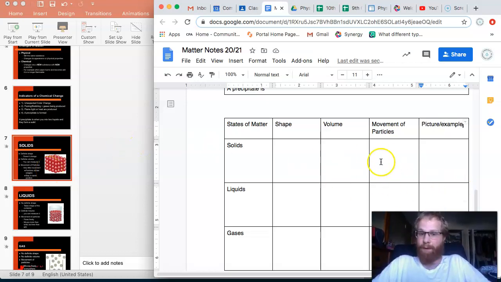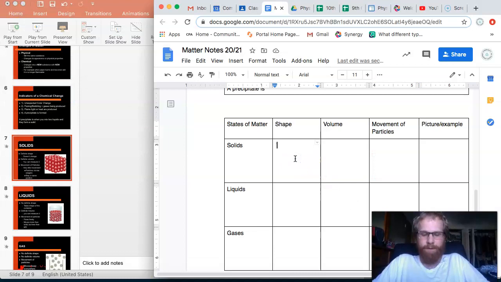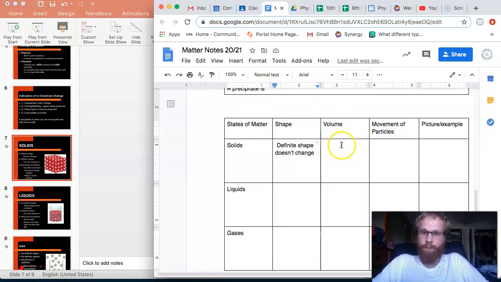But how exactly does this work? Well, I tell you that a solid has a definite shape, it doesn't change. So in the shape section, we would write definite shape doesn't change. In the volume section, we would write definite volume doesn't change. And so on and so forth.